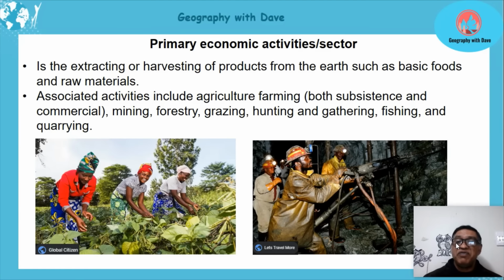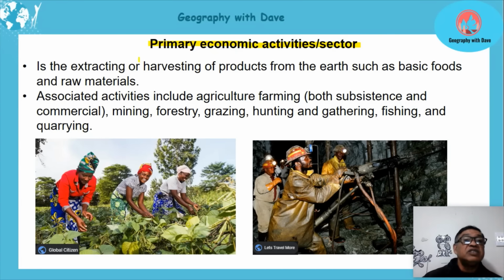The first economic sector that we're going to look at is the primary economic activity or sector. I know you've done this before in your other grades, but it's good we do it first, and it's important we do the sectors first because later on in economic geography, we're going to take each sector and explore it to great depth.